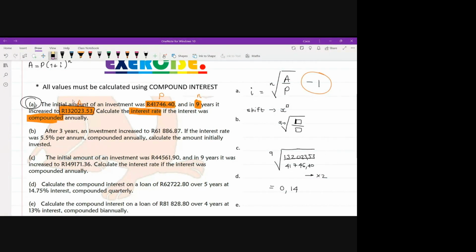And then you press -1, and then you can click equals. And the answer you should get is 0,14. Now, why do we get a decimal? Because interest rate is a percentage, and percentage is calculated out of 100. Yes? So obviously it's going to give us a decimal out of 100. So what we need to do then is take our answer and multiply by 100. All right, and the answer we should get there is 14%.